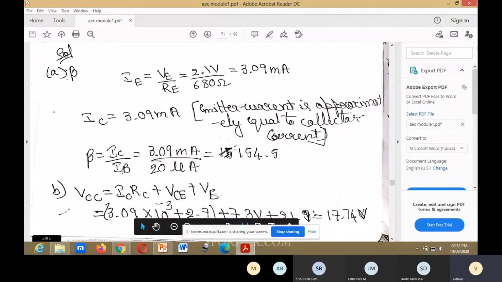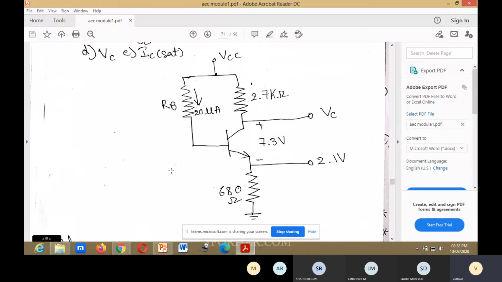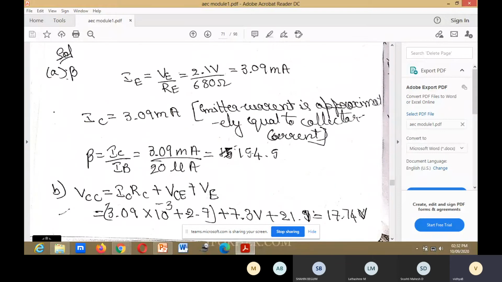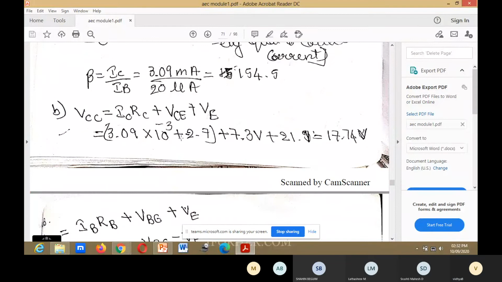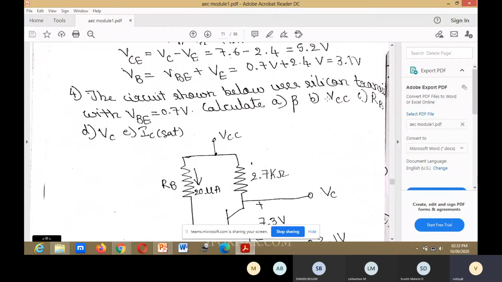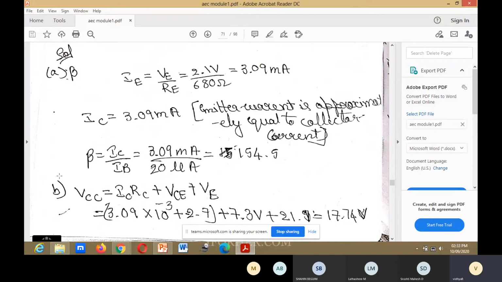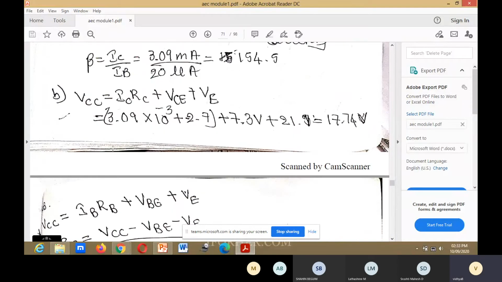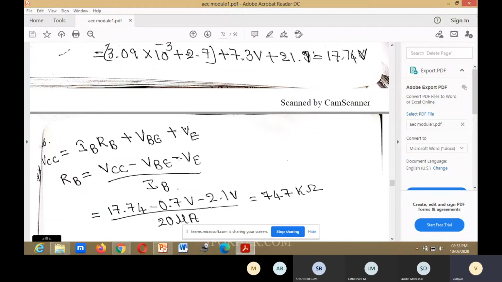Beta is equal to IC divided by IB, is equal to 3.09 milliamps, the IC value. What about the IB value? What have they given? 20 microamps. Substitute, you'll get 154.5. Next, VCC is equal to IC RC plus VCE plus VE, because they have asked to find out VCC. First we have found beta, next VCC. Substitute the values of IC, RC, VCE and VE. After substituting, you will get 17.74 volt.